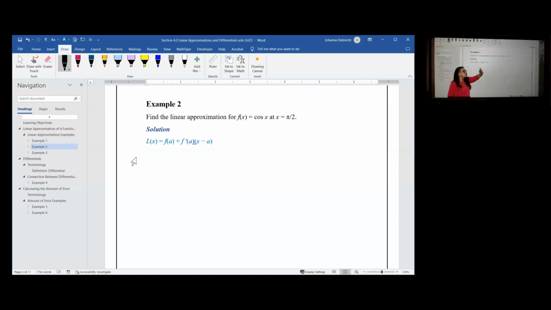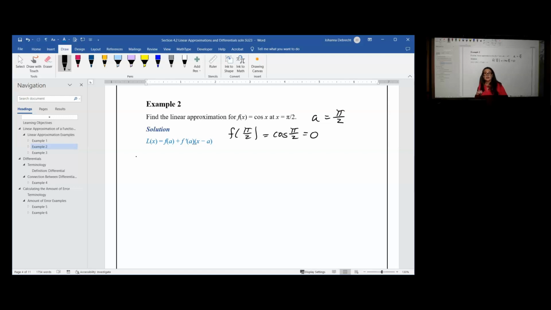Let's go ahead and find the linear approximation function for this now. In order to do that, we have to identify our a as pi over 2. Then we have to compute the function value at that point, which will give us cosine of pi over 2, which we know is 0.